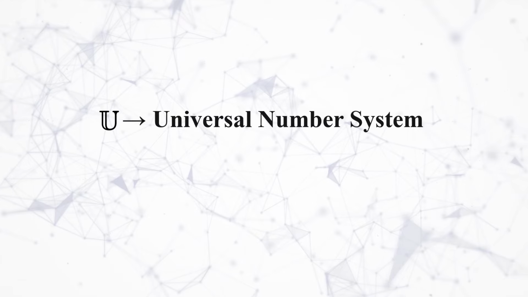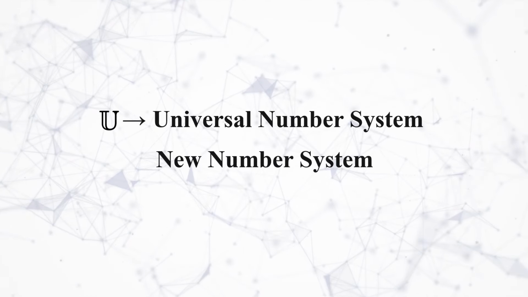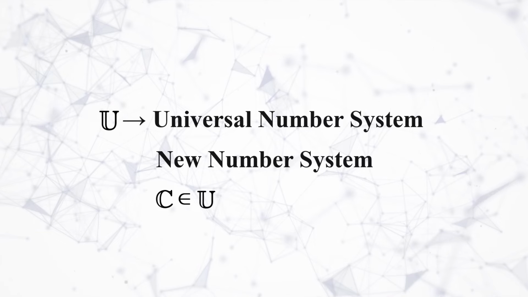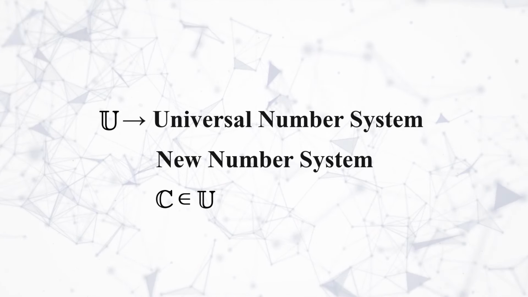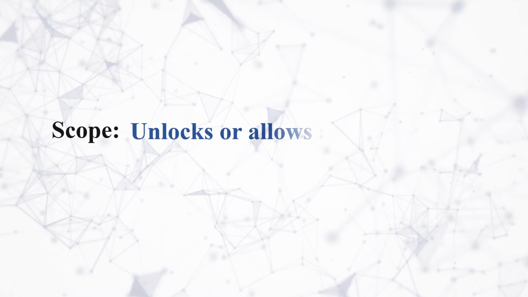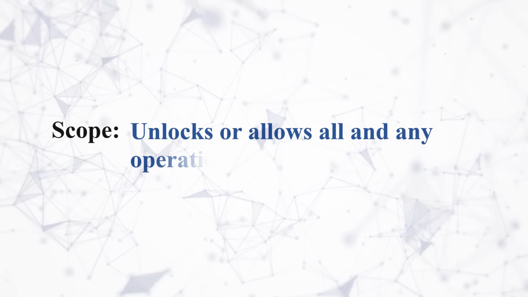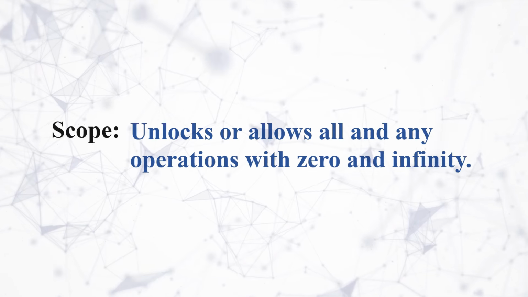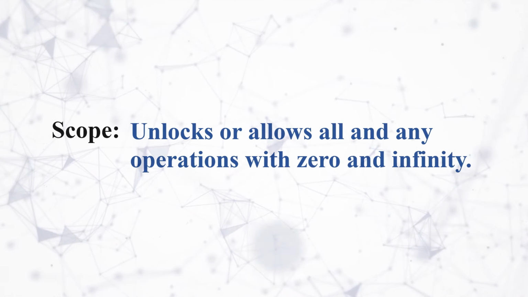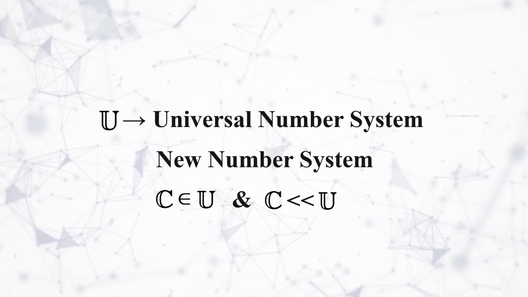Introduction: universal number systems are a newly discovered system that includes all numbers from the complex number system and also infinitely more new numbers too. So it is the largest set of numbers currently known. The scope is that it unlocks or allows all the mathematical operations with 0 and infinity. Indeterminate forms, which are also a few known locked operations, also get unlocked. So this is the first point.